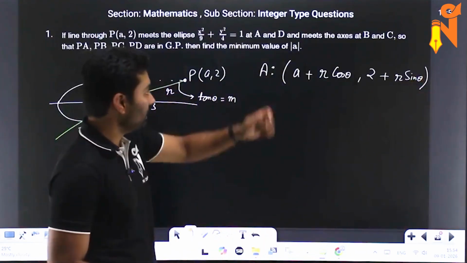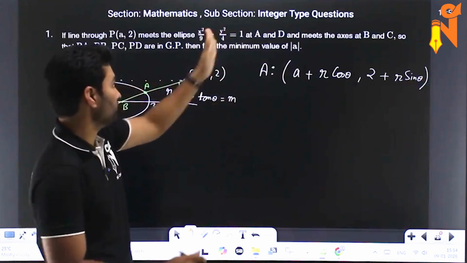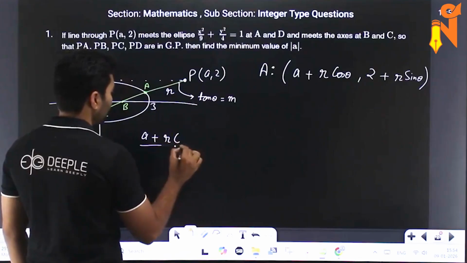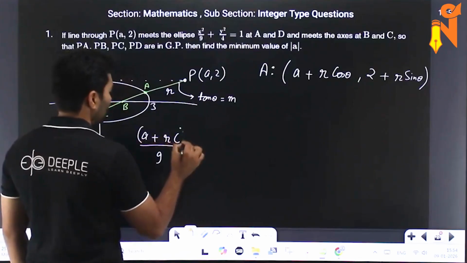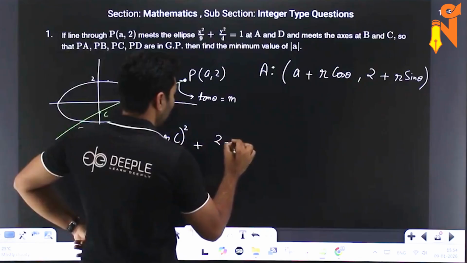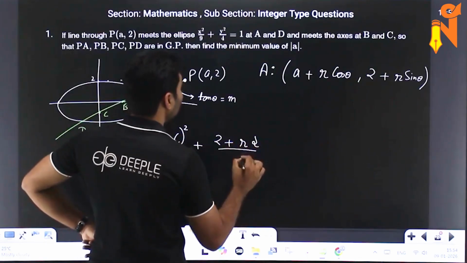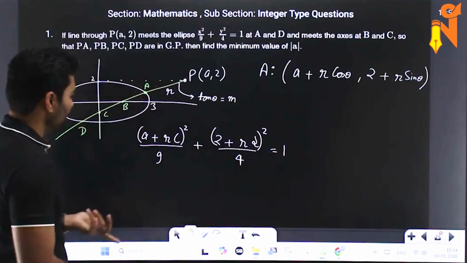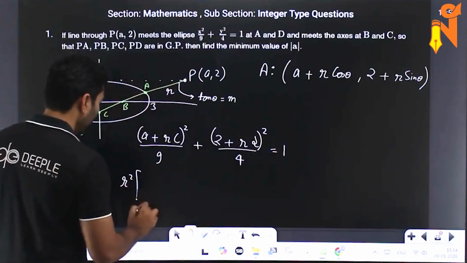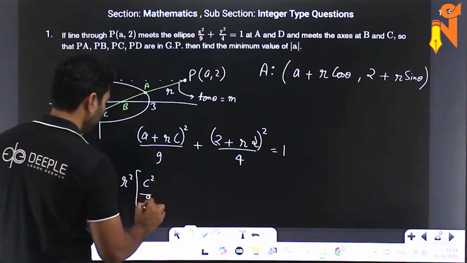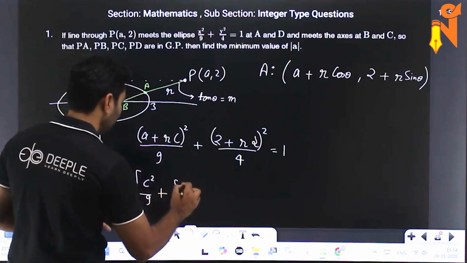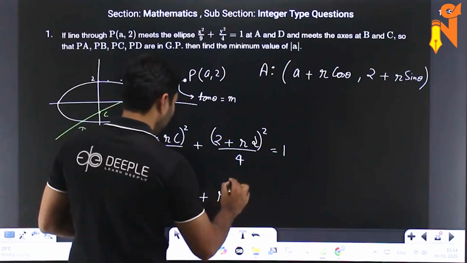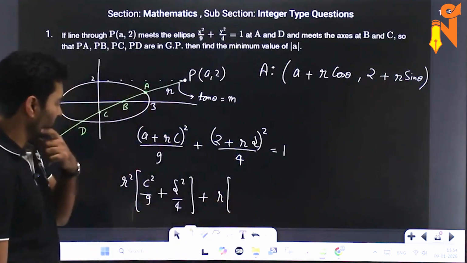Now this point lies on the curve. Put the point in the curve. So (A plus r cos theta) upon 9, whole square, plus (2 plus r sin theta) upon 4, whole square, equal to 1. If you open this, you will get r square common, cos square by 9 from here plus sin square by 4 from here. Then take r common, you will get something from here, but I won't write it here.